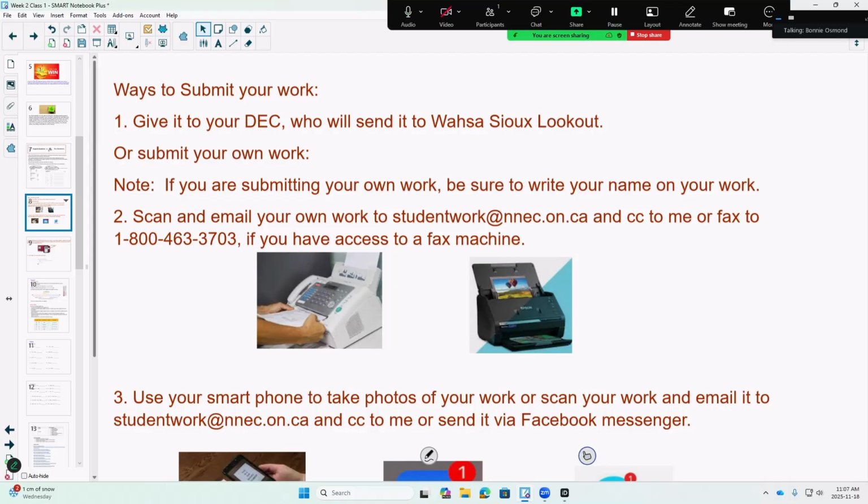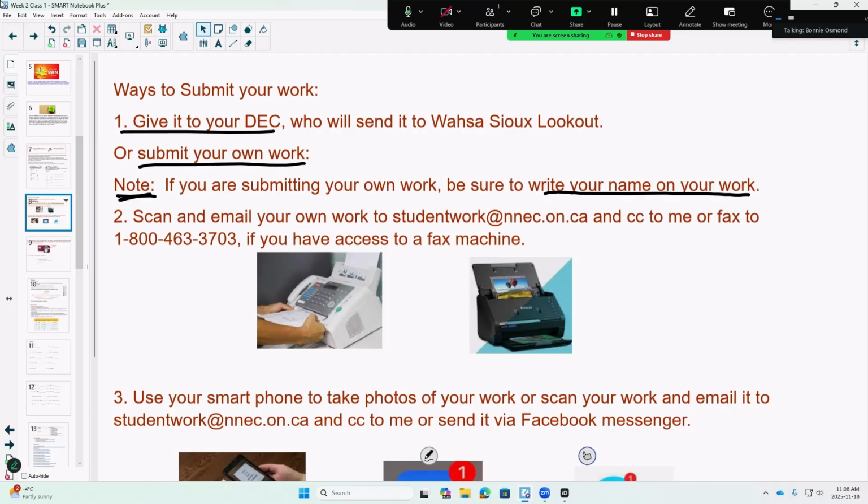Okay, so for submitting your work, the first way to do it is to give it to your DEC, and your DEC will send it out to us here in Sioux Lookout. If you don't have a DEC or a learning center in your community, then you can submit your own work. Just remember that if you are submitting your own work, be sure to write your name on your work. Because if you send it through email, the email name that you use might not match the name that we have on file, so we won't be able to find you.